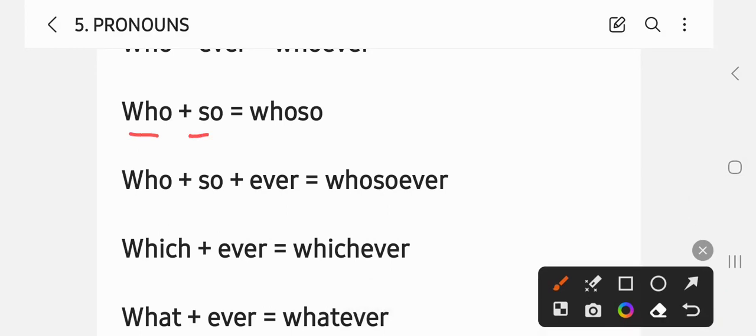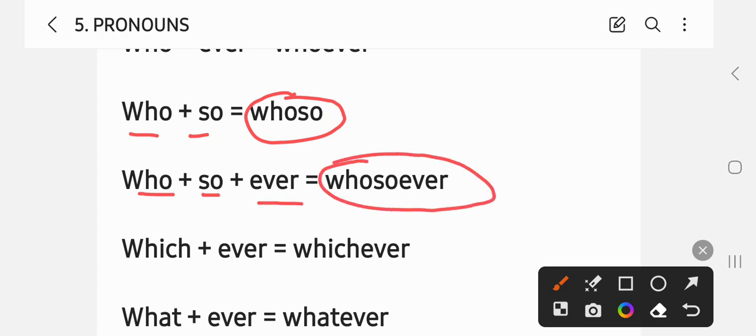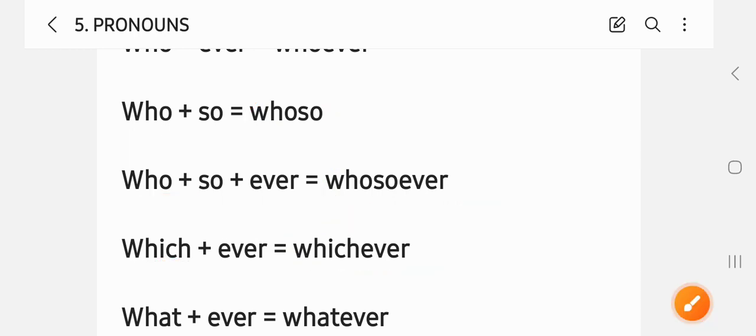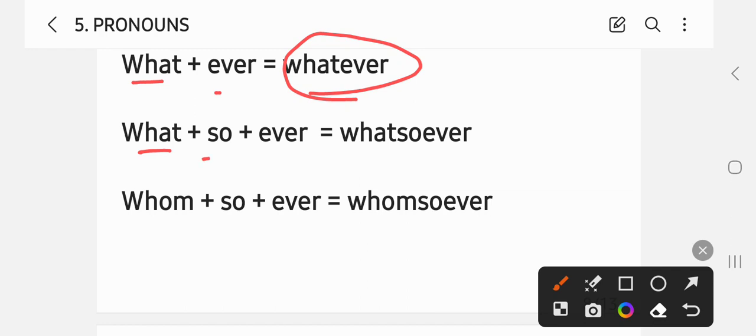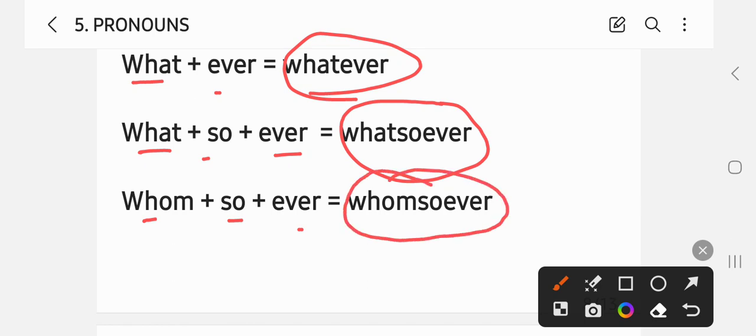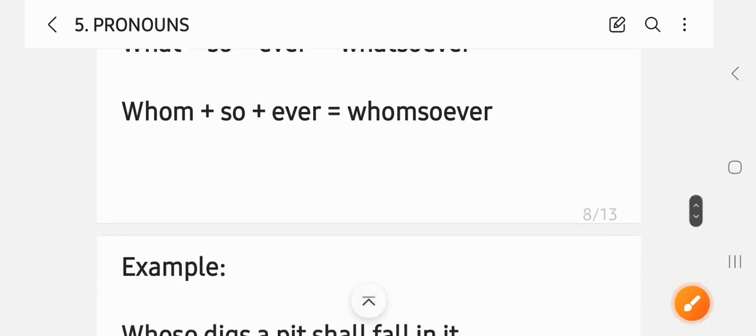Who and so, when we join the two, it becomes whoso, again a compound relative pronoun. Now here we have joined three pronouns, who, so and ever. So, whosoever. Which and ever, whichever. What and ever, whatever. What, so and ever, whatsoever. Whom, so and ever, which becomes whomsoever. So, two or more than two pronouns when joined together become compound relative pronouns.